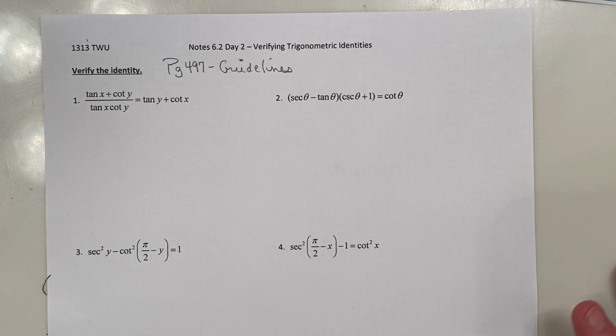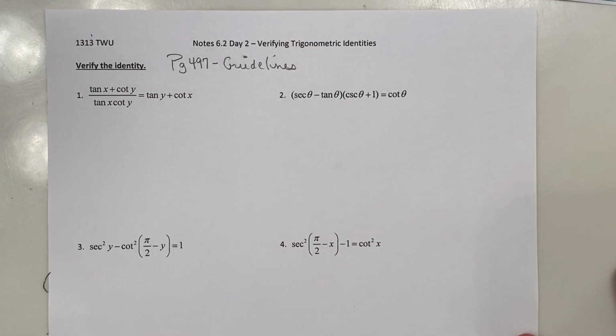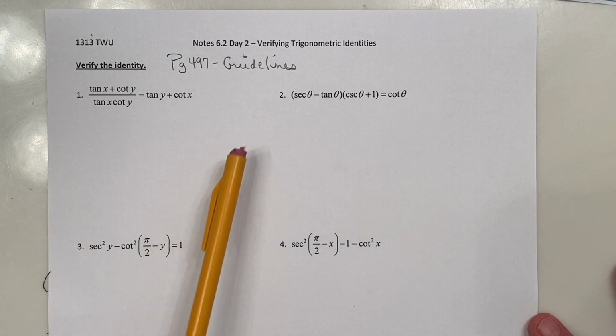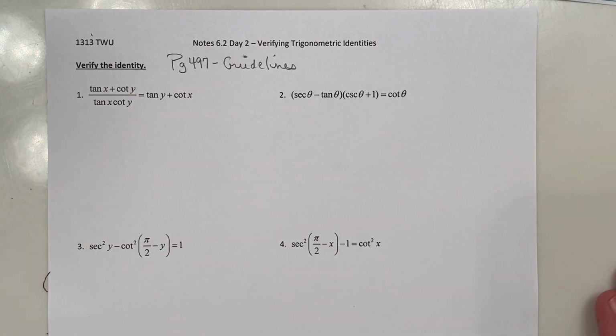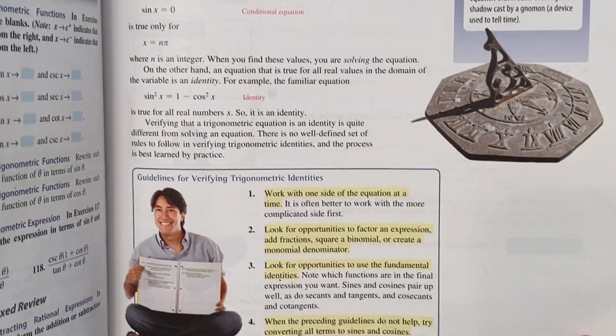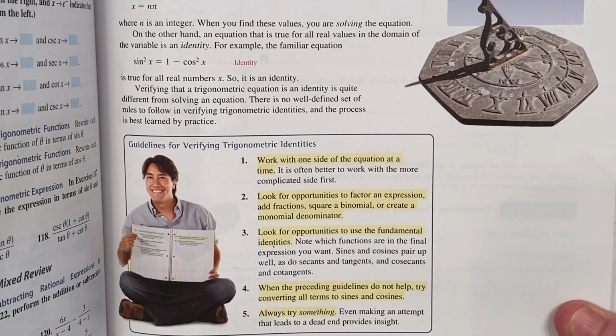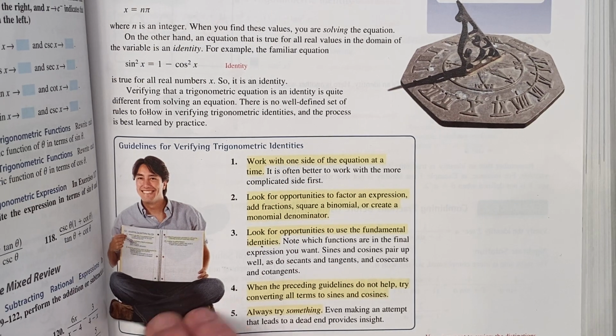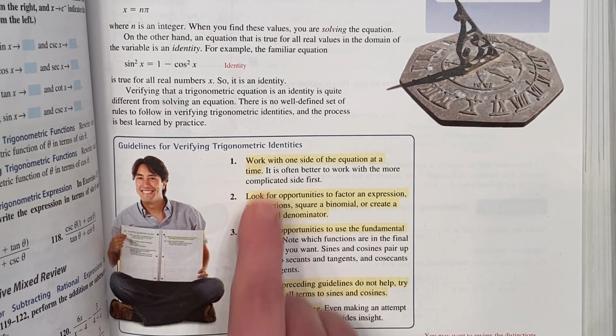All right, if you can't print out this note sheet, that's okay. You can just write the problems down as we go along. What you see at the top of my page here is a reference to page 497. That word is guidelines. I just realized when I looked at it that you might not be able to read it. All right, so on page 497 in your textbook, there's a set of guidelines that suggest how we should go about verifying trigonometric identities.